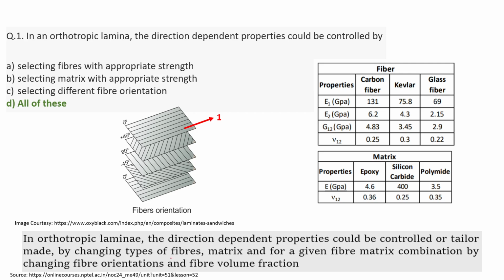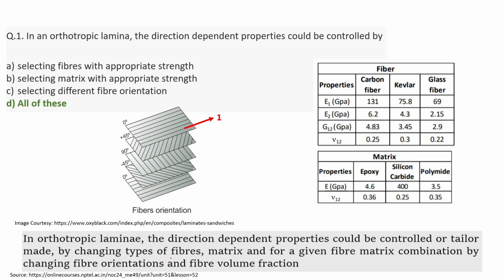So the first question is, in an orthotropic lamina, the direction dependent properties could be controlled by, the options are: A, selecting fibers with appropriate strength; B, selecting matrix with appropriate strength; C, selecting different fiber orientation; or D, all of these. Whenever you are making a lamina and combining it to form a laminate, we have to consider the fiber, the matrix, and also the direction of the orientation of the fibers, as according to the orientation of fiber, it gives the strength in different axes.